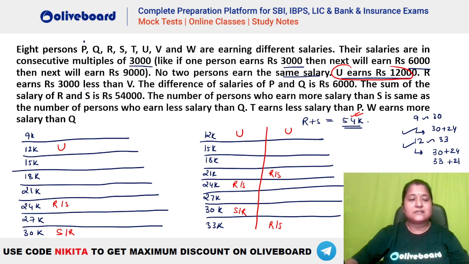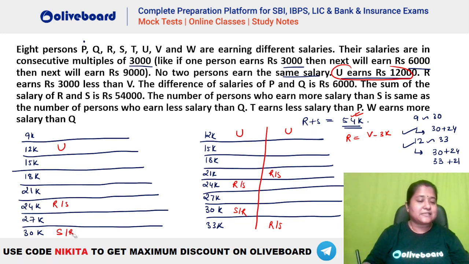So R earns 3,000 less than V. So we know R has to be V minus 3K. Okay, so in the first case, if you take your R as 30K, that's not a possibility because R cannot be the maximum value. R has to be something that is V, say 3,000 less. So R cannot be the highest value in here. You can see R cannot be this person, so R has to be this person here. And R is V minus 3,000. So you can see that R is 24K here in the first one. That means V should be 27K because 27K minus 3,000 is your 24K.